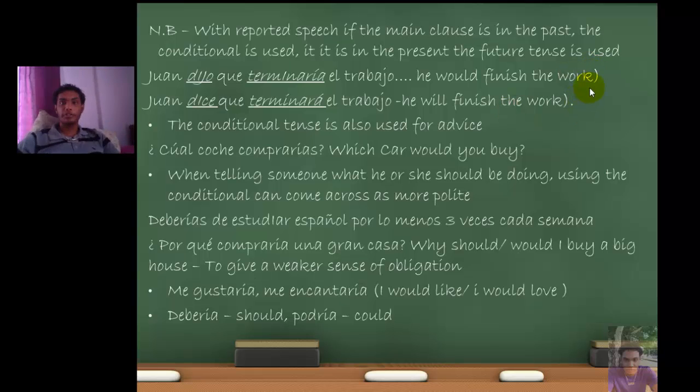Okay, this is another difference between the future tense and the conditional tense, right? The conditional tense is also used for advice. ¿Cuál coche comprarías? Right? So, ¿cuál coche comprarías? Which car would you buy? Right?